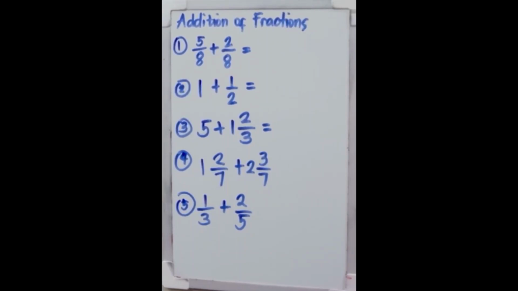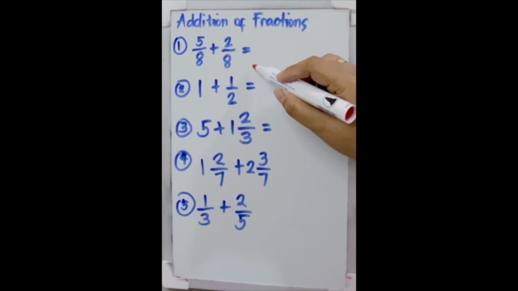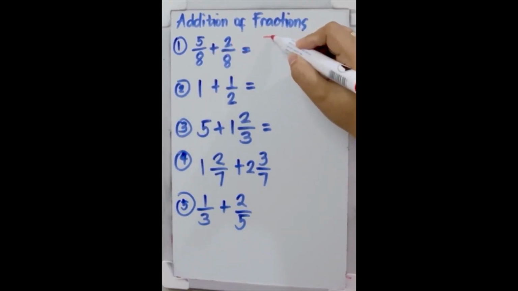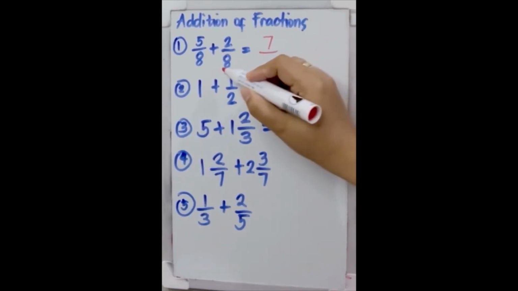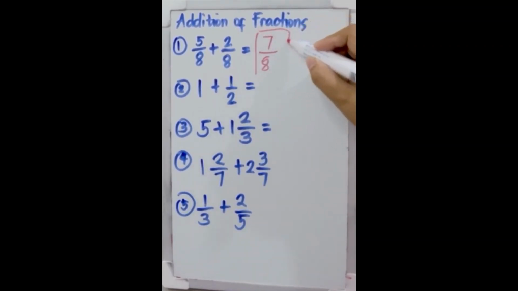Hello viewers, we'll be discussing the addition of fractions. We have here 5 different items. Number 1 are similar fractions, where we have similar or the same denominator. So when adding similar fractions, we will only be adding 5 plus 2, the numerators, that's equal to 7, all over, just copy the denominator, which is 8. So your answer for number 1 is 7 over 8.